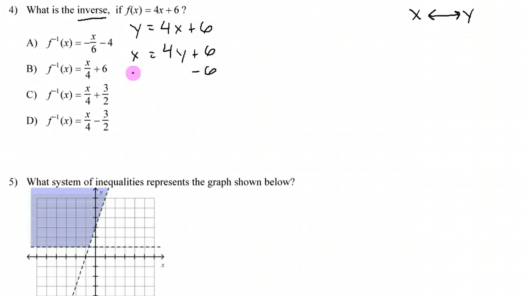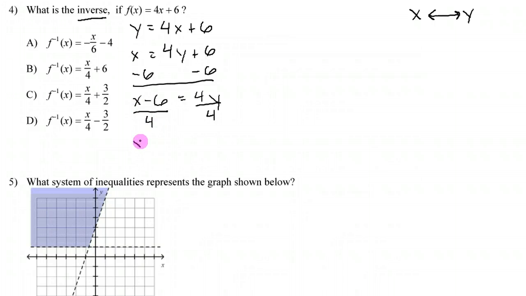So I'll subtract 6, get x minus 6 is equal to 4y. And then we need to divide by 4. Now we want to make sure we distribute it to both. So I'm going to get x over 4 minus 6 over 4 also is equal to y.